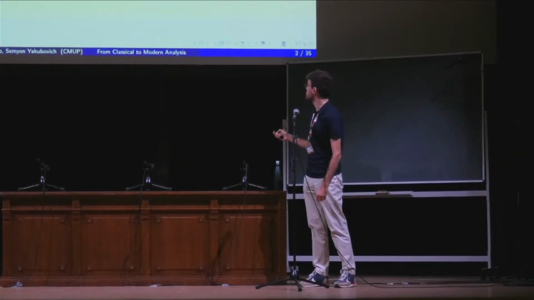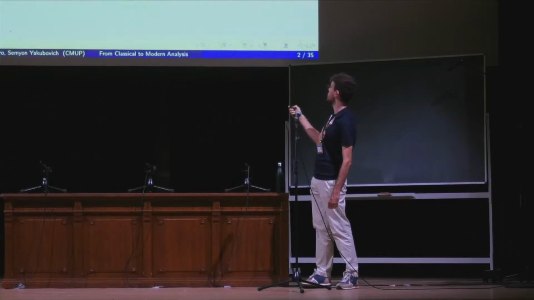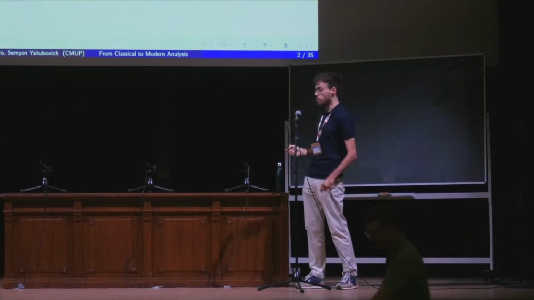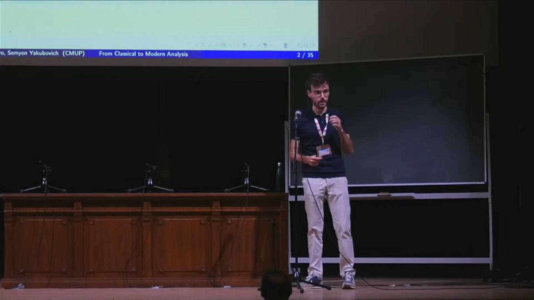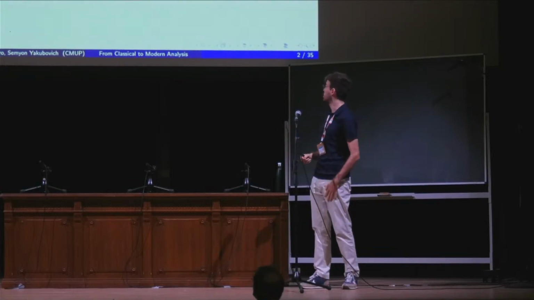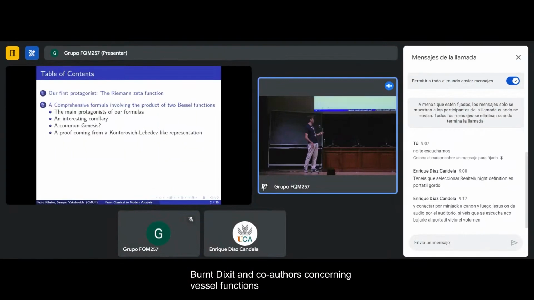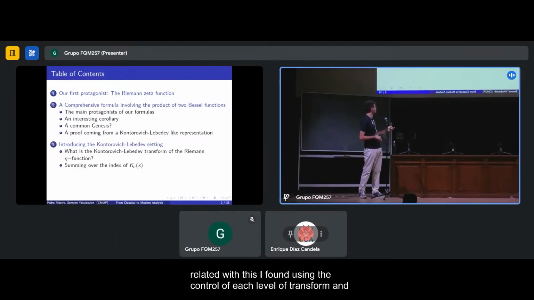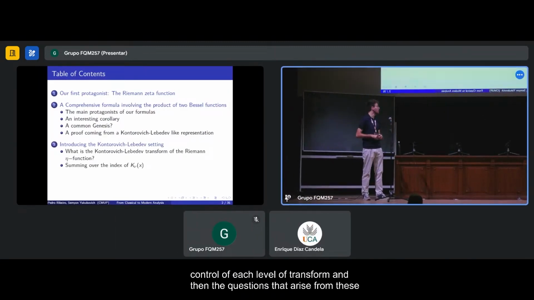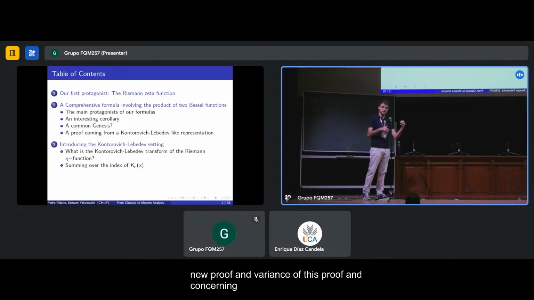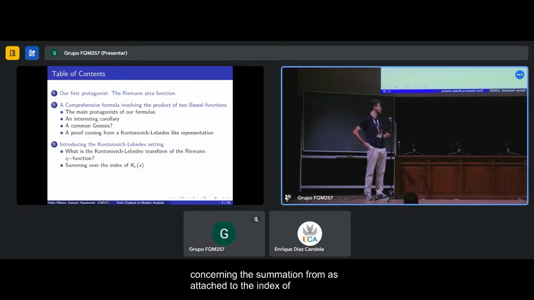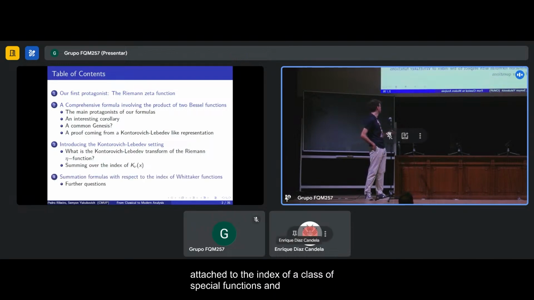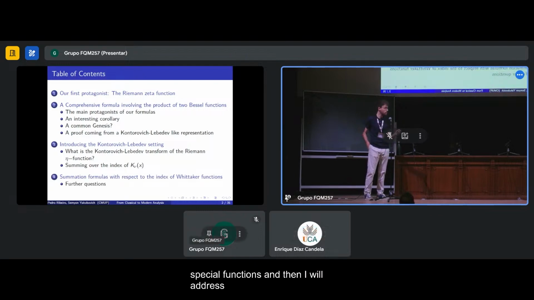So the plan for this talk is to first introduce the Riemann-Zeta function, and then to present a formula due to Berndt, Dixit and co-authors concerning Bessel functions, a proof that in a separate work related with this, I found using the Kontorovich-Lebedev transform, and then the questions that arise from this new proof and the variants of this proof concerning the summation formulas attached to the index of a class of special functions. And then I will address some further questions.